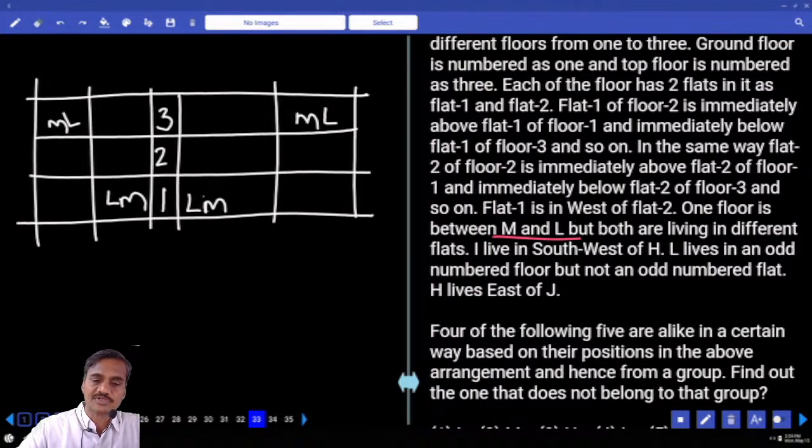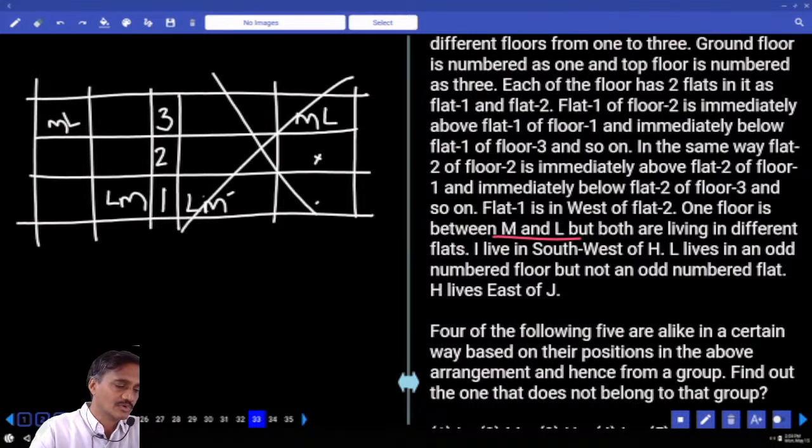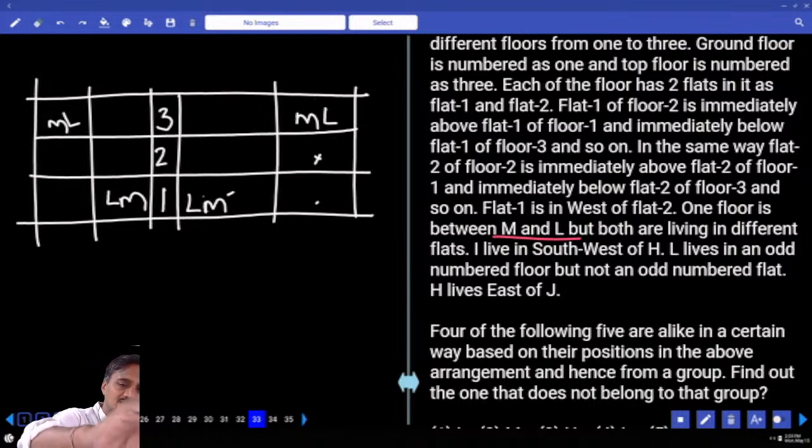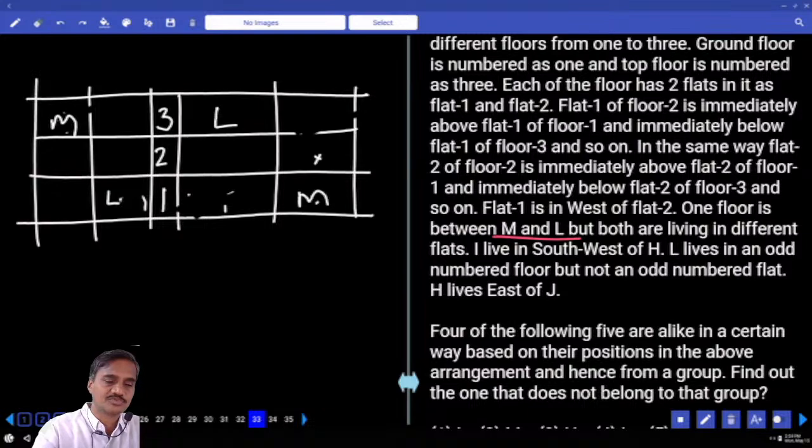I is to the southwest of H. If H is here, I must be here, which is not possible, and here also not possible. Hence this case is completely ruled out. And L and M must be in these 2 places only, as they were in these 2. Now there are 2 possibilities: L on top, M below. If L is here, then M will be here. L is here, M is here.